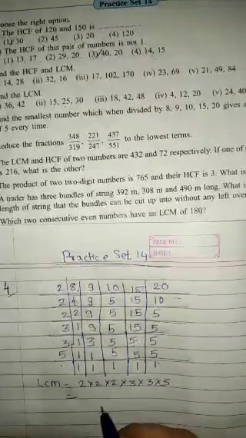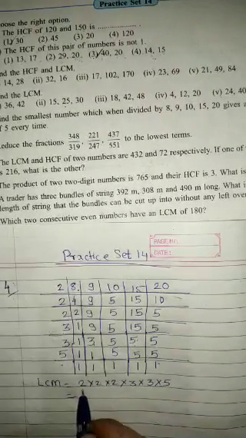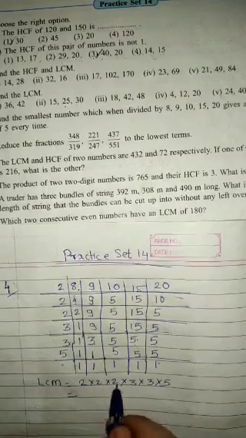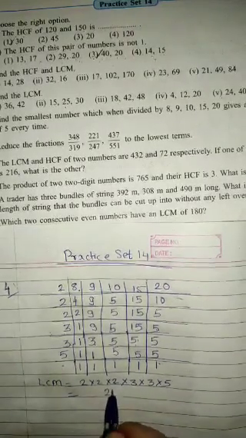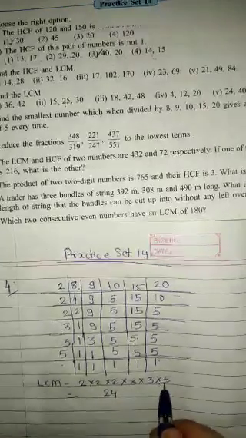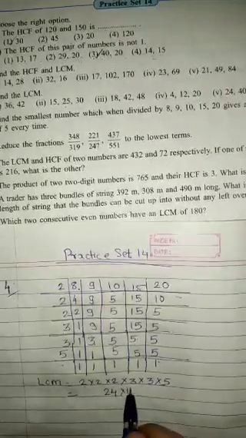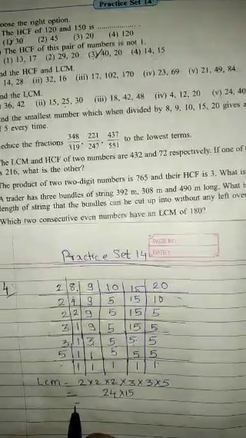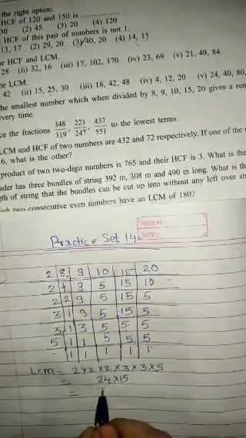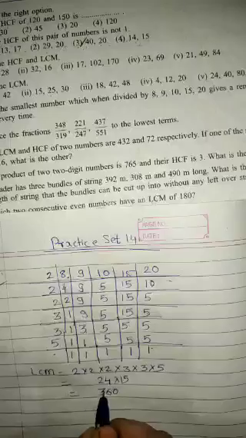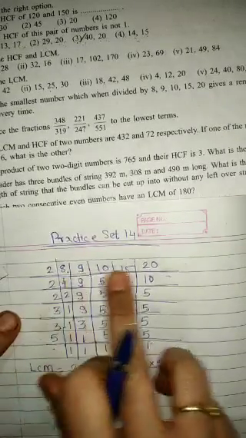After multiplication we get: 2 2s are 4, 4 2s are 8, 8 3s are 24, and 5 3s are 15. 24 multiplied by 15, then here we will get 360. Okay, now this is the LCM of these numbers.